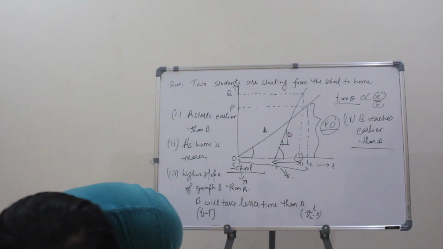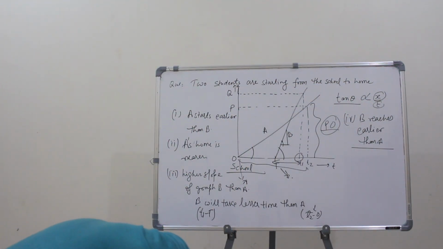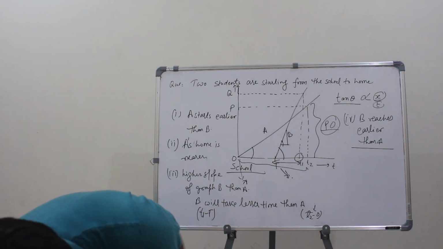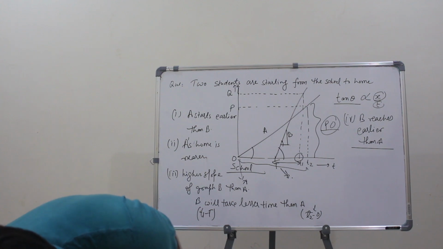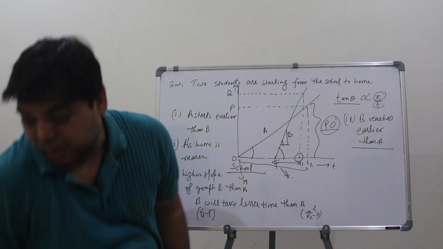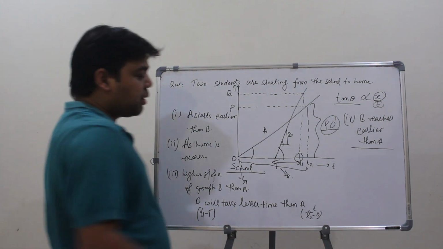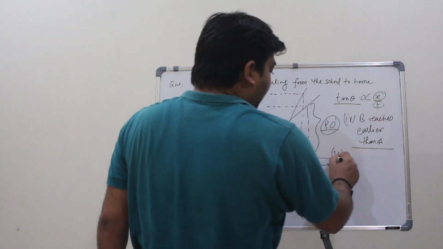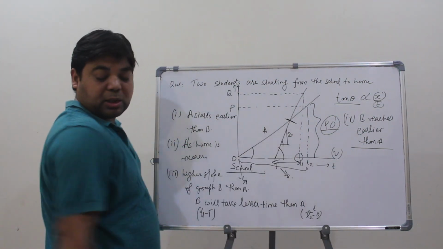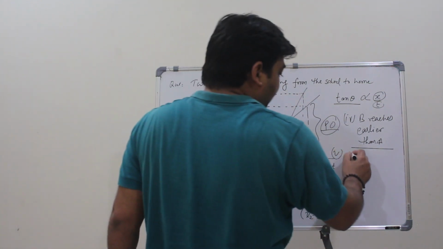Now let me check whether there is another section also. Yeah, the last question is, how many times they are overtaking each other? So only one time. This is there. So only one time they are overtaking each other. One time.